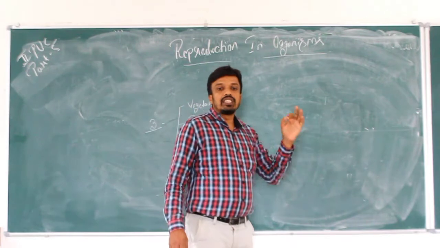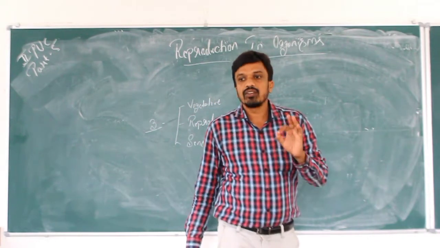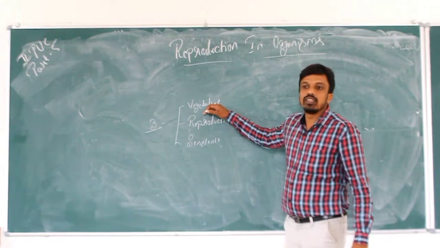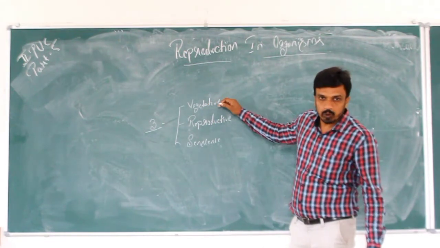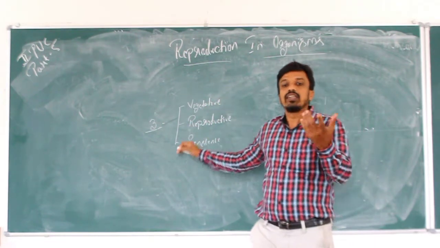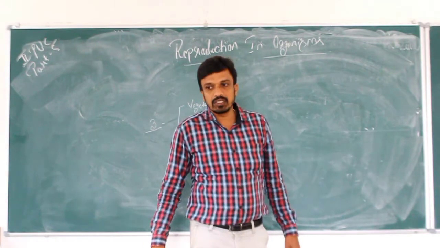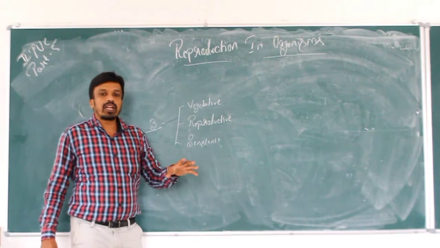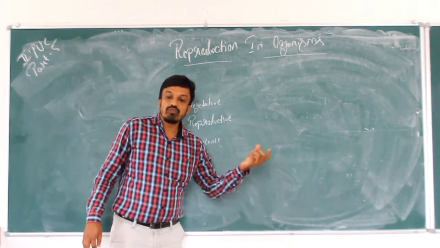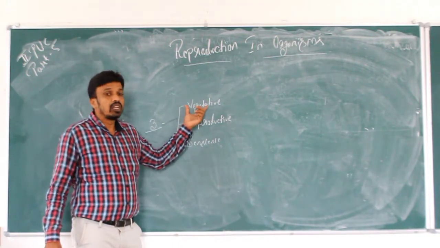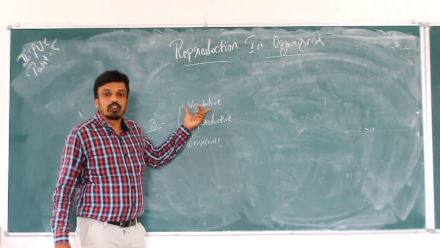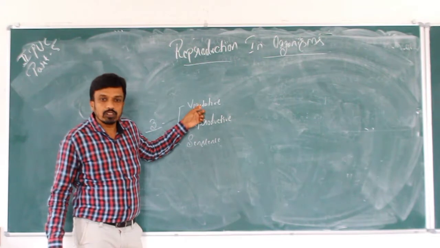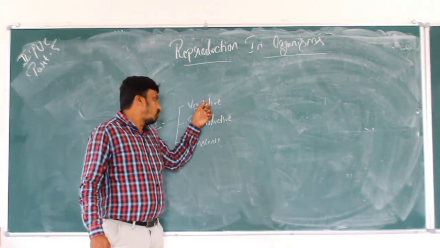The vegetative phase is the phase of the plant where there is growth, or in simple words, it is also called the growth phase. The growth phase is different in different species. In some plants, the growth phase may be a few days. In other plants, the growth phase may be a few months. The phase of growth is called the vegetative phase.